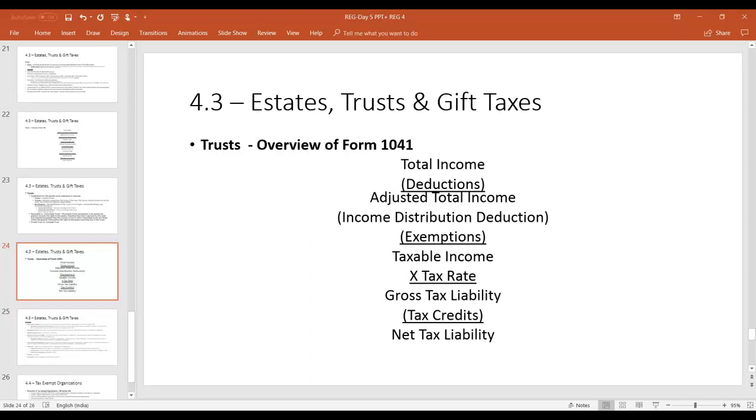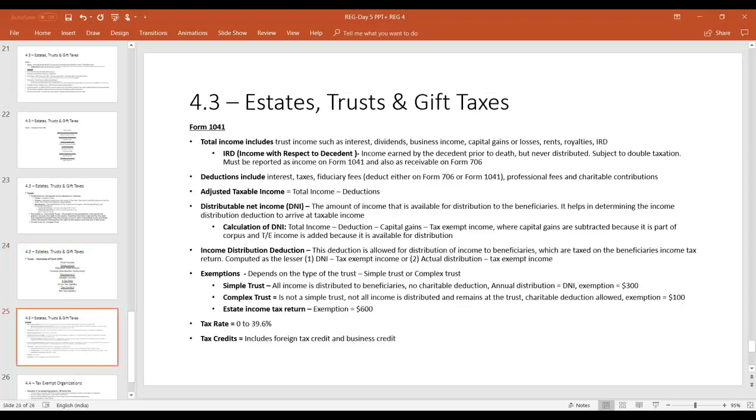Again, we'll see what that is. Basically, you get a deduction for distributing the income to the beneficiaries. And how is that determined? We'll talk about it. There are some exemptions, just like at the individual level we have exemptions depending on the filing status, single or head of household, joint, etc. Here also, depending on the type of trust, whether it is a simple trust or a complex trust or an estate income tax, I'll tell you what that is, you get an exemption. And then you have your taxable income, your tax rate, you arrive at your gross tax liability, reduce for any tax credits such as foreign tax credits, and then you arrive at your net tax liability.